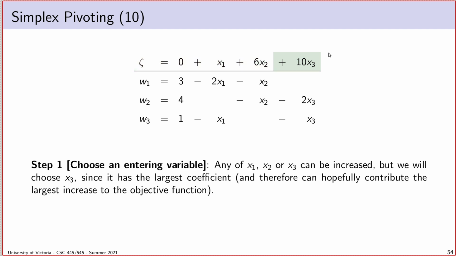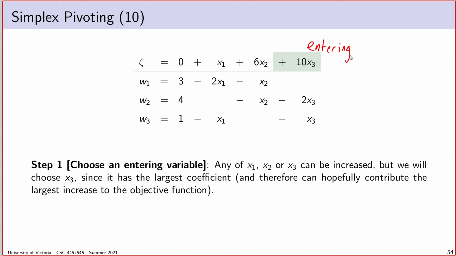So let's choose x3. I'm going to choose x3 as my entering variable. It's going to enter the basis. The reason it has to enter the basis is that I want to give it a non-zero value, and it can't be non-zero unless it's in the basis. So I choose x3 to be my entering variable. Now what I have to do is find some variable to be my leaving variable. I have to find something to swap with x3.